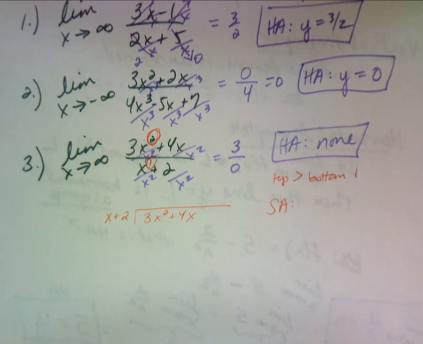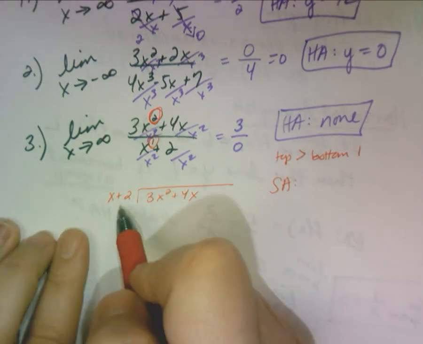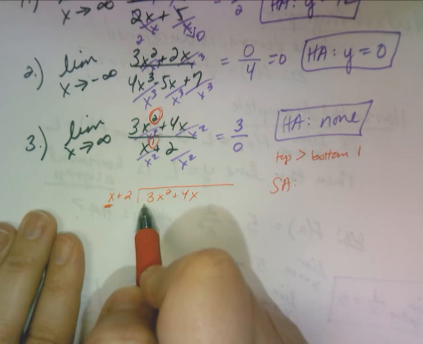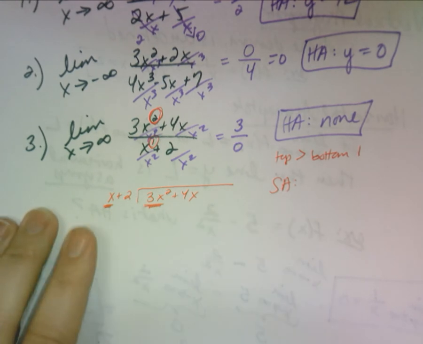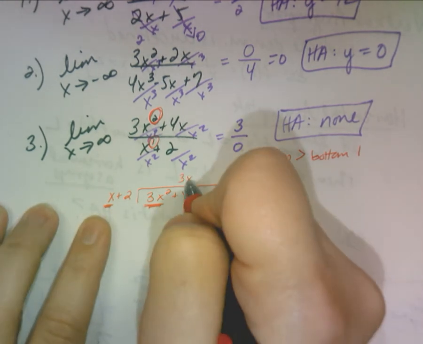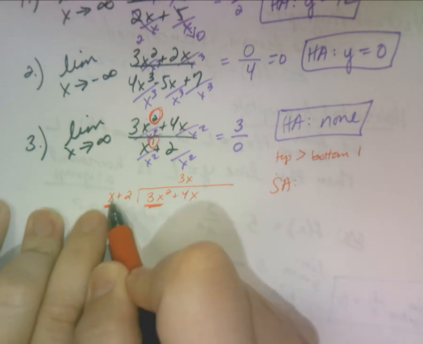Slant asymptotes are only y equals mx plus b. That's all they're ever going to look like. So you should have something x plus b, or just something x. And here's how you do long division. How does an x become a 3x squared? What do you need? 3x. Take that 3x and multiply.